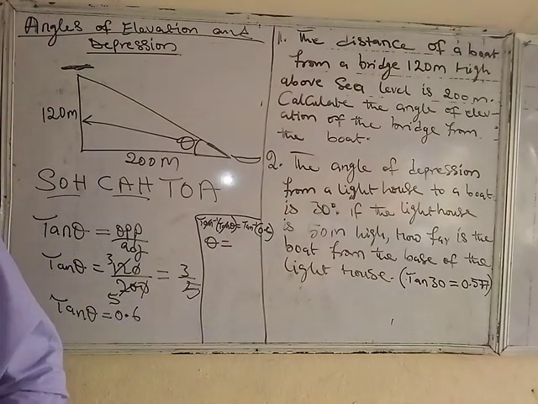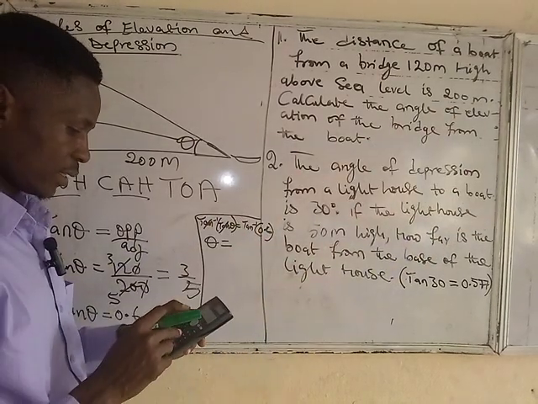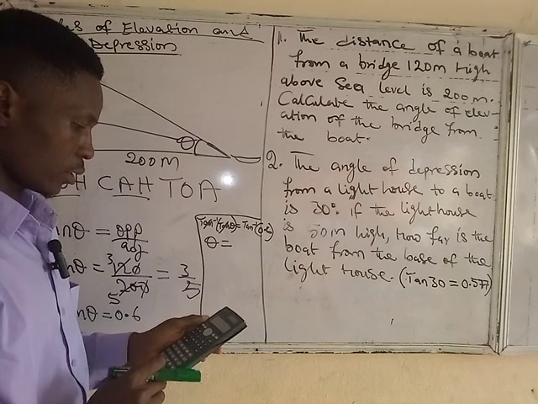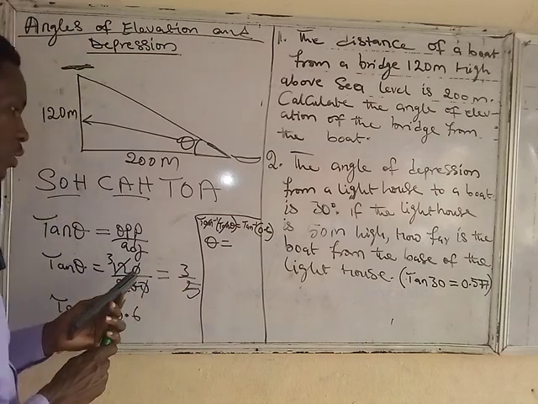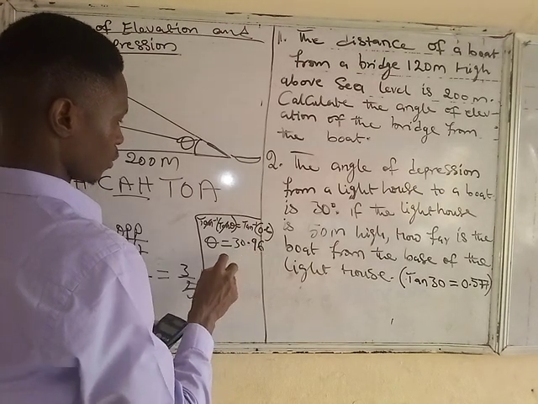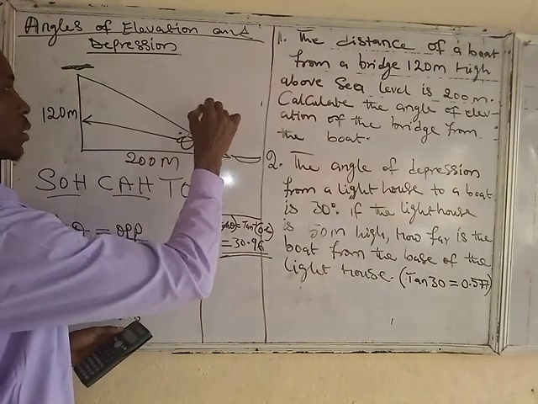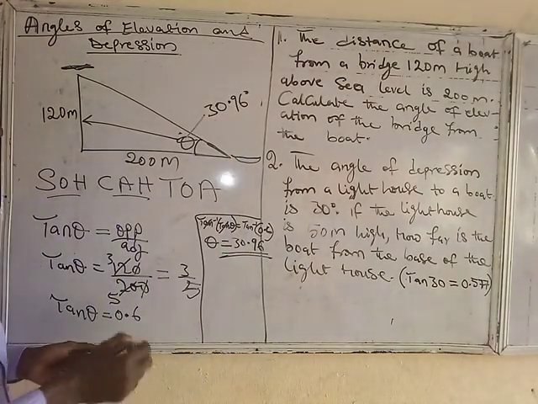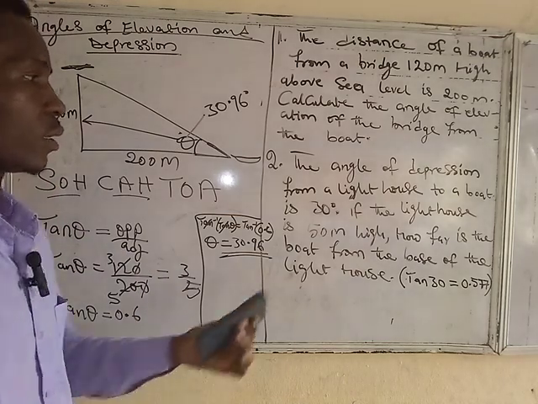So if you're using a calculator, tan inverse of 0.6 is equal to 30.96. So this is approximately 30.96. So this is the angle. That means the angle is what? 30.96 degrees. So simple. Because we were able to interpret the question.